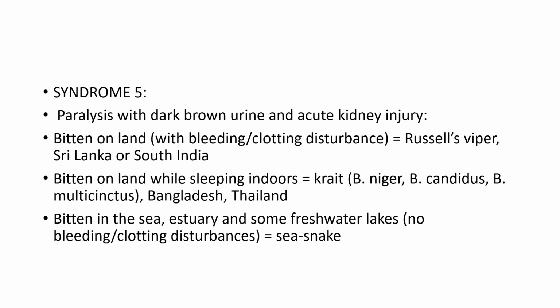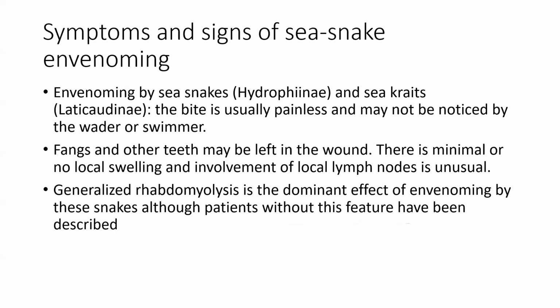If bitten on land, it occurs because of the Russell's viper. Bitten on land while sleeping indoors occurs because of the krait. Bitten in the sea and some freshwater is the sea snake. Now, the symptoms and signs of sea snake envenoming.